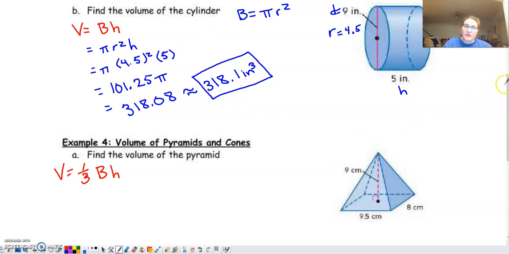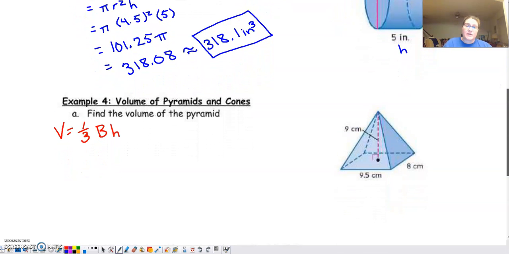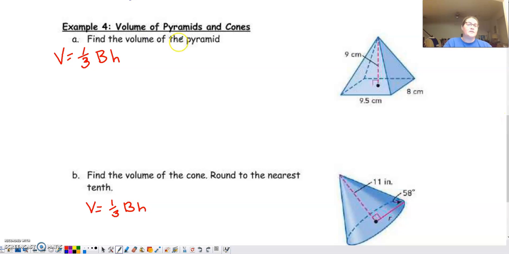All right, so now we're going to look at pyramids and cones, and they are very similar except their formula is slightly different. So it's 1/3 the area of the base times the height. And this is height, not slant height. So height here is given to me as 9. So this is my height. And then my base, right, my length times width for this pyramid. So I just plug into my formula.